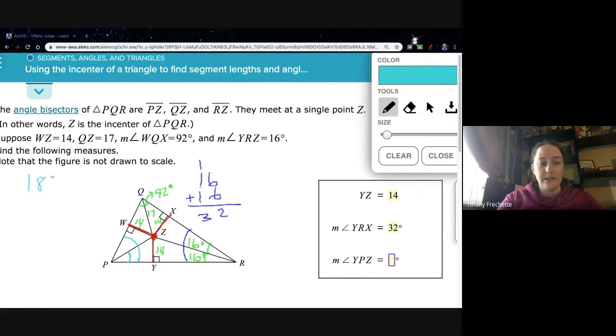So I have 180 minus 92 and 32. If I add these two together, I get 2 plus 2 is 4. 9 plus 3 is 12. So I'm using 124 degrees of the 180. So I'm subtracting, and I get 56 degrees for the whole thing. I only want half of it. 2 goes into 5 twice with 1 left over, goes into 16 8 times. Started to divide by 4 in my head for some reason. So we should have 28 there.